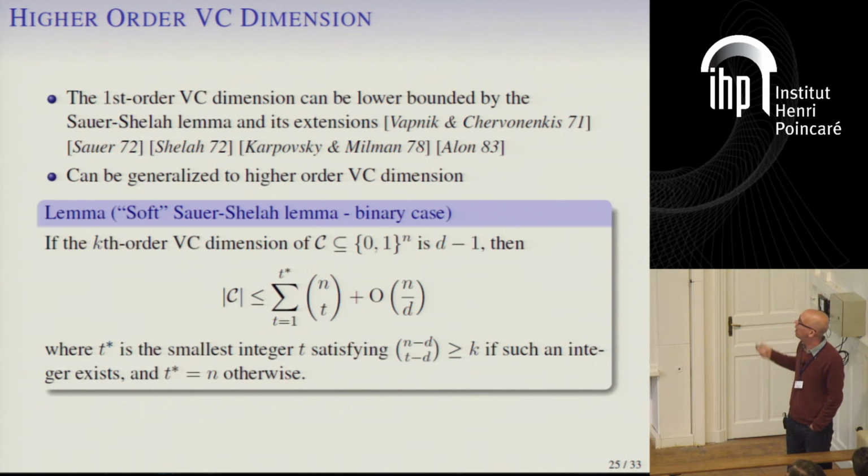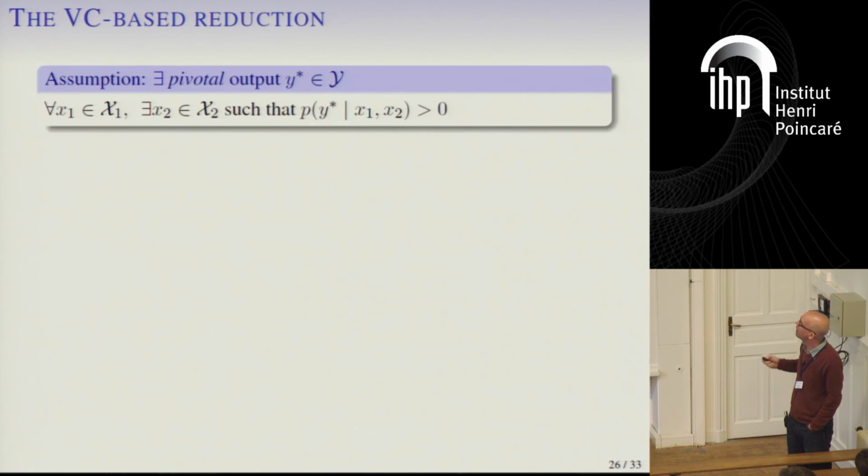For instance, in the binary case, what you get is what we call the soft Sauer lemma. What you can prove is this result. It says that if the VC dimension of a codebook is d-1, then the size of the codebook cannot be larger than some Hamming ball of radius t star, where t star satisfies something that relates to k. So this is what you can prove. And now let's go to the reduction and see how we can use it. The assumption I'm going to make on the channel is that there exists a pivotal output, y star. What do I mean by that?